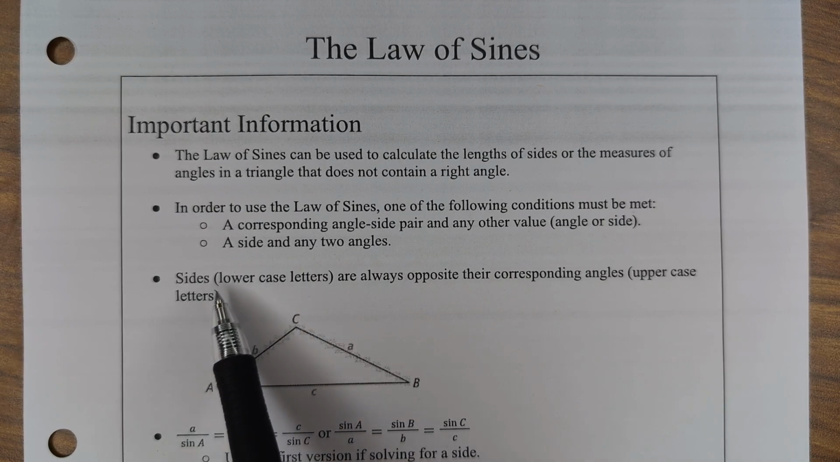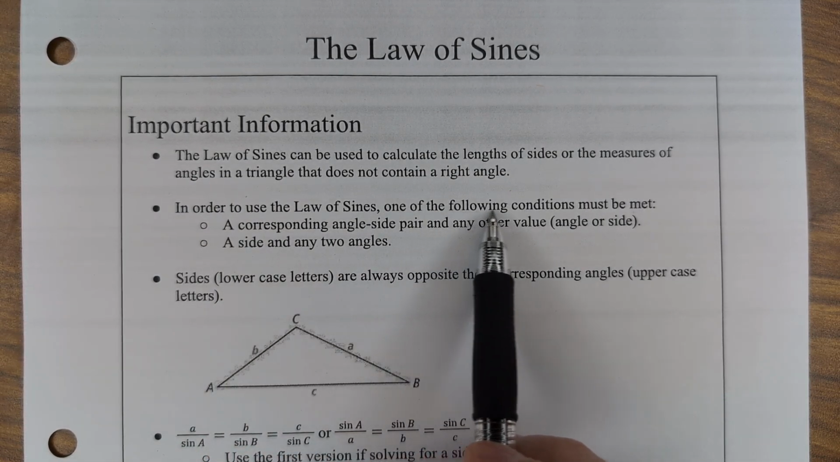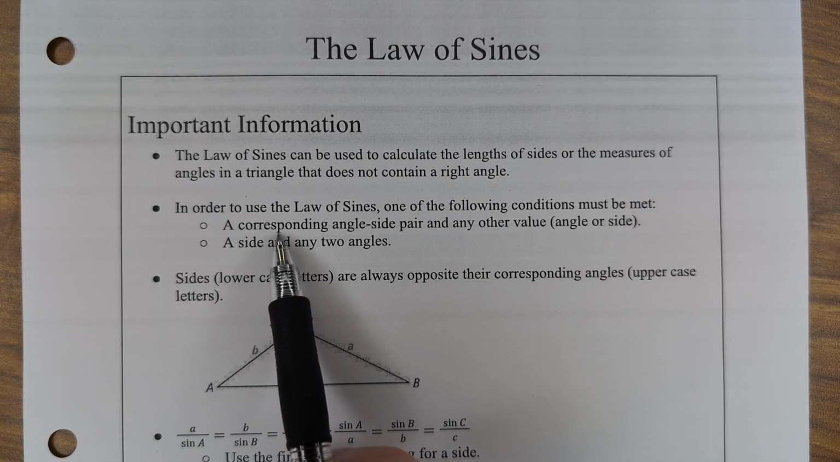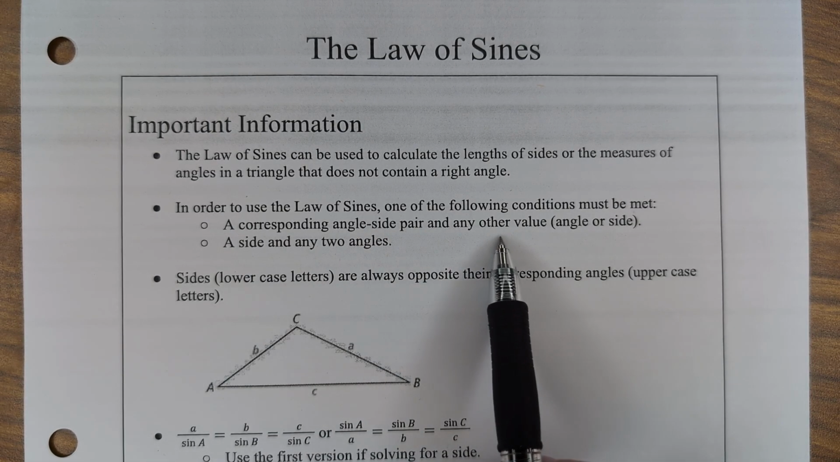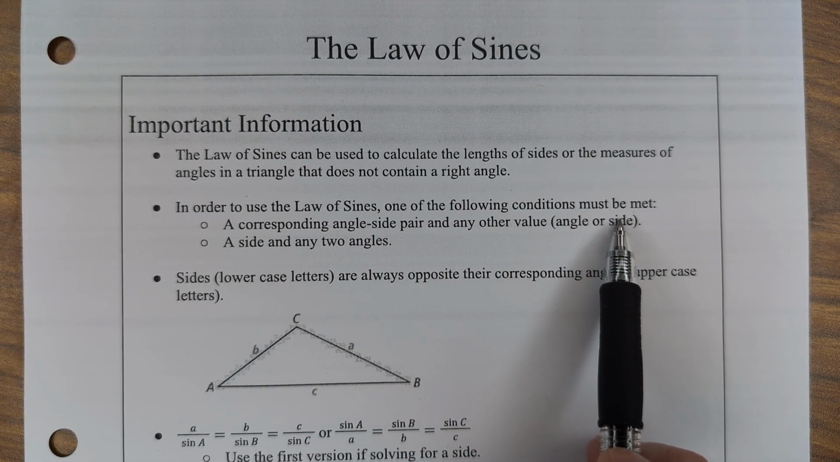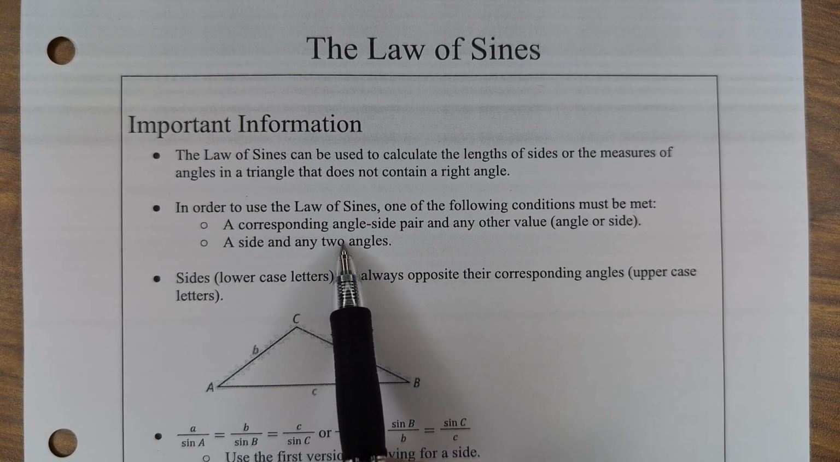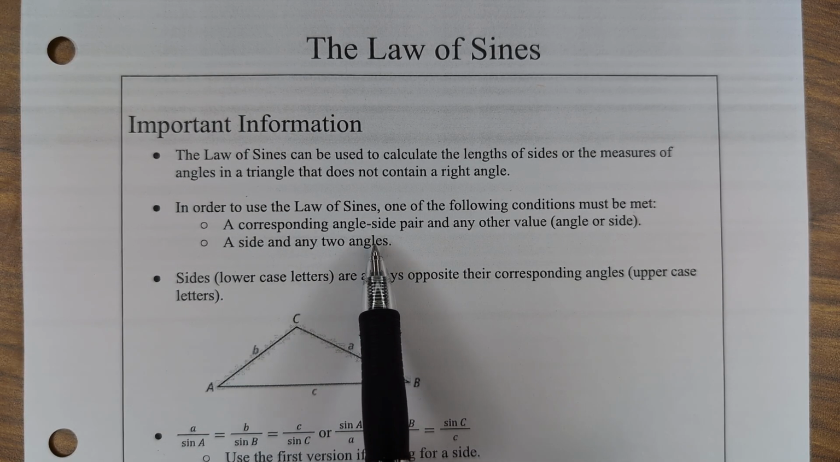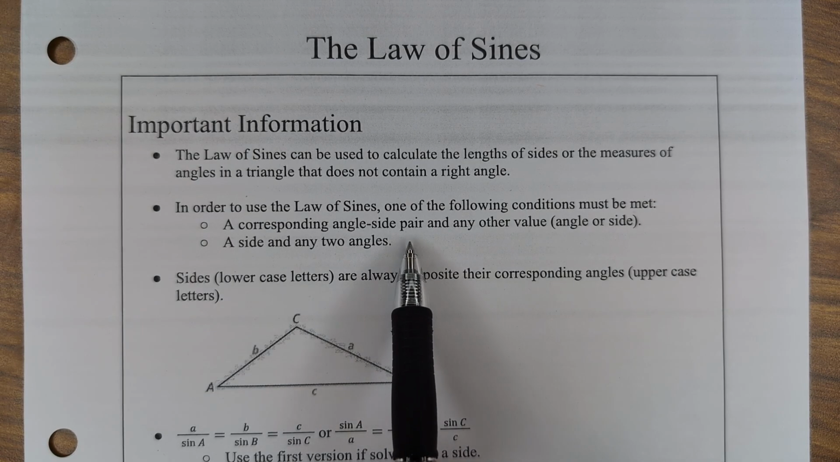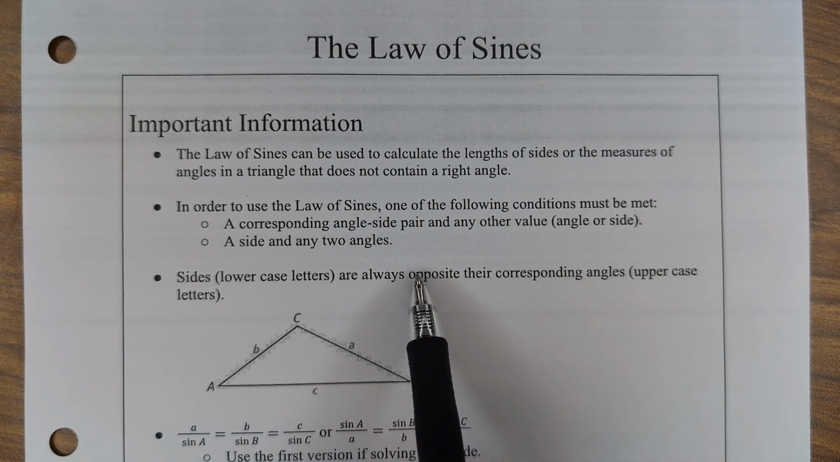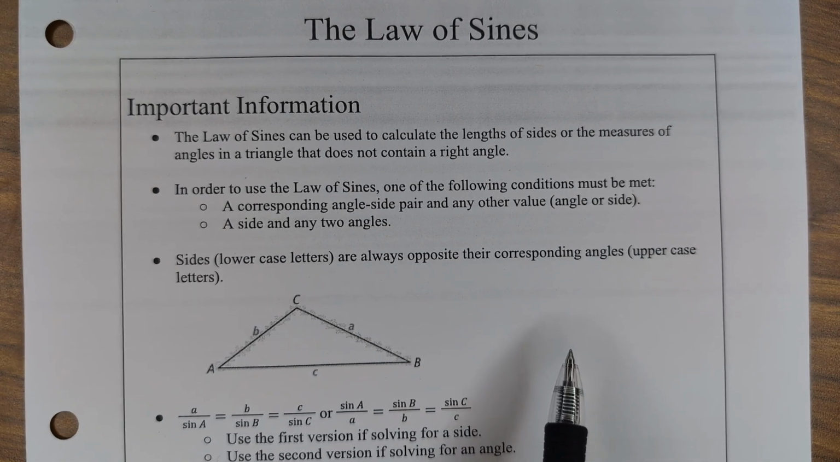So in order to use the law of sines, one of the following conditions must be met. You just know a corresponding angle-side pair and any other value, whether that's angle or side, doesn't matter. Or you know a side and any two angles. Now, if you know a side and any two angles, that works because if you know two angles, you can always find the third, because all three angles in a triangle have to add up to 180. So we can always find the third angle.